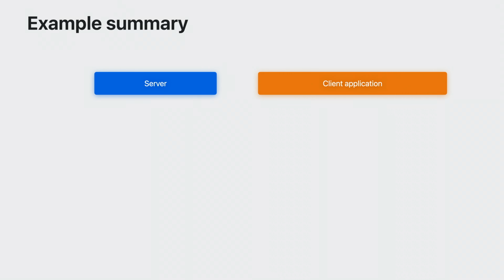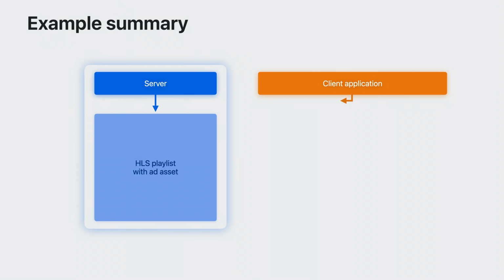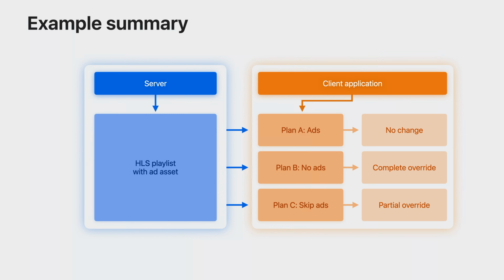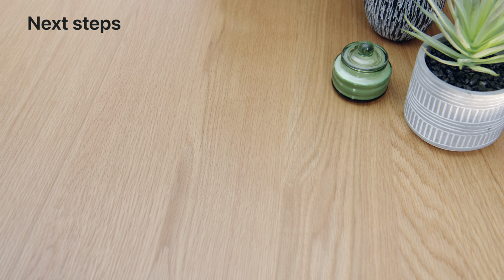To summarize this example, we demonstrated how the client application code can override the properties and configurations of server-side interstitials. Depending on the subscription plan, the client application code in the same app can let the AV player schedule the interstitials and enforce properties set by the server in the HLS playlist, do a complete override by disabling all the interstitials configured in the HLS playlist on the server, or do a partial override by updating specific properties of interstitials.